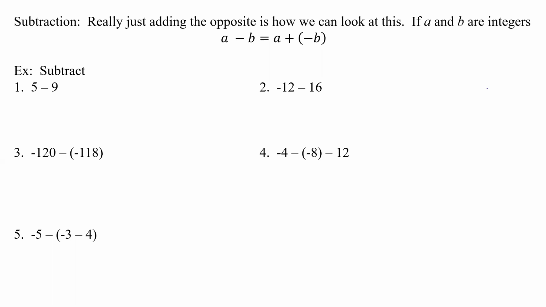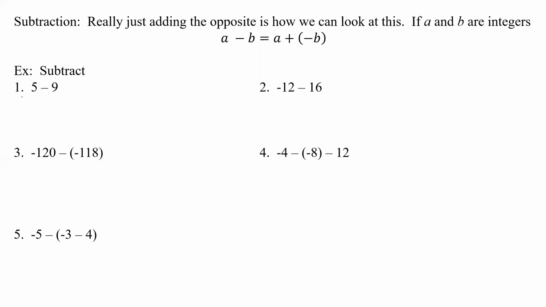So if a and b are integers, if we have the expression a minus b, we're going to change that to a plus the opposite of b, or a plus a negative b. And so we're just adding the opposite. We've just done that in section 2.2, and so that's not a problem.